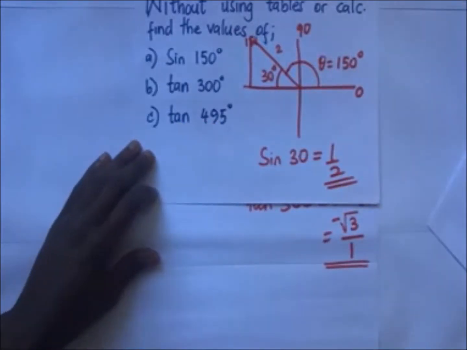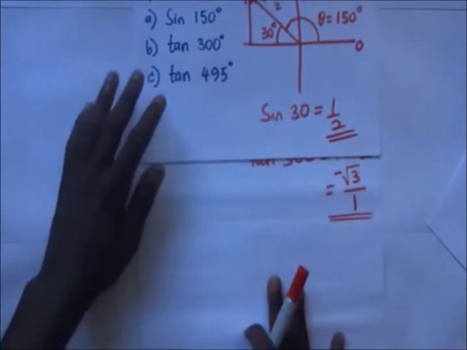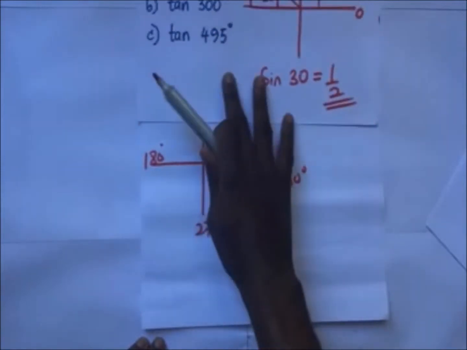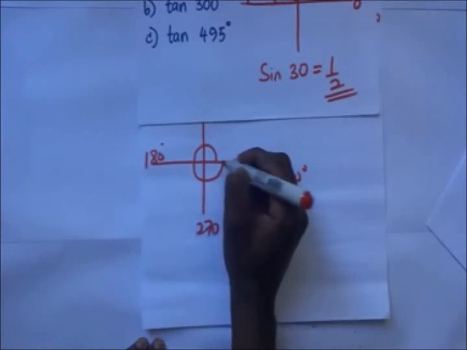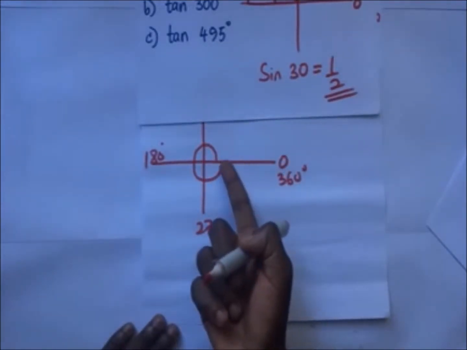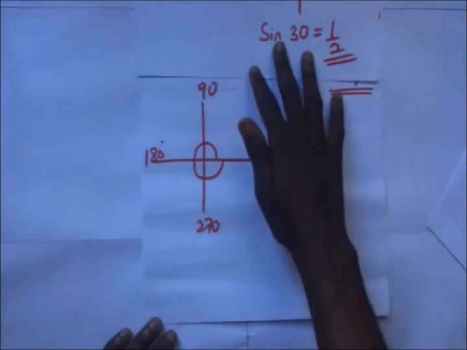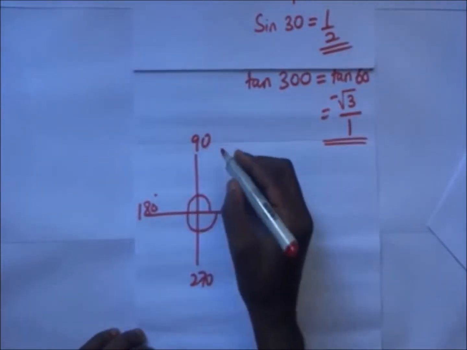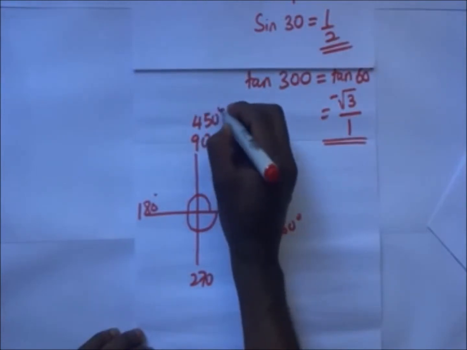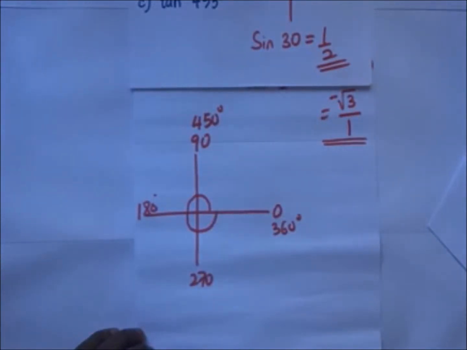This tangent of 495, still we need to identify in which quadrant it lies. You realize that 495 degrees is even beyond 360. So we move one revolution, that is 360. Then how much more are we supposed to move so that we reach 495? 360 plus 90 degrees, we end up with 450 degrees. We've not yet reached it, so we move another 90 degrees.